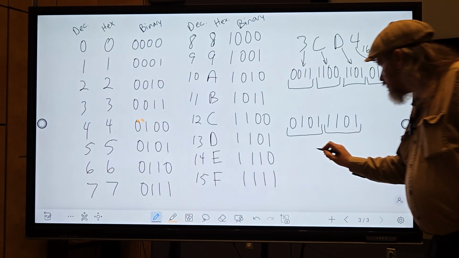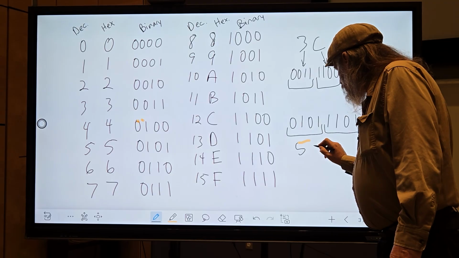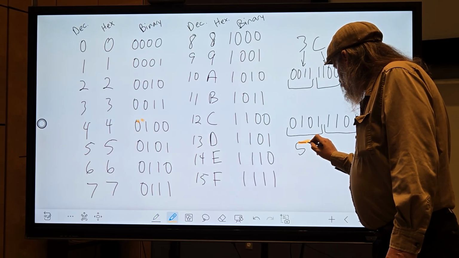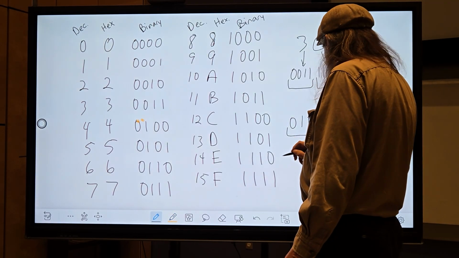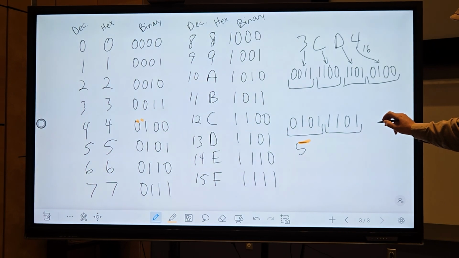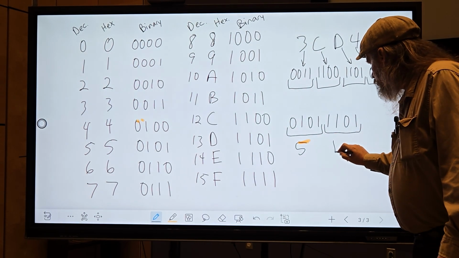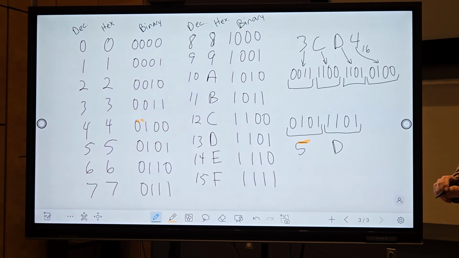101 is 5. And 1101 is D. Simple substitution. No real math involved.